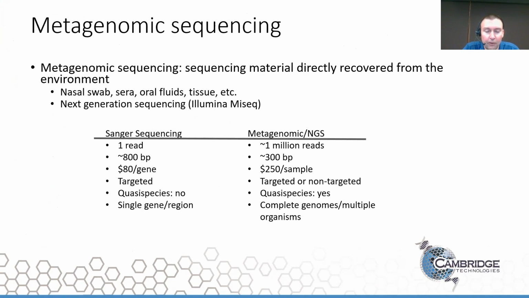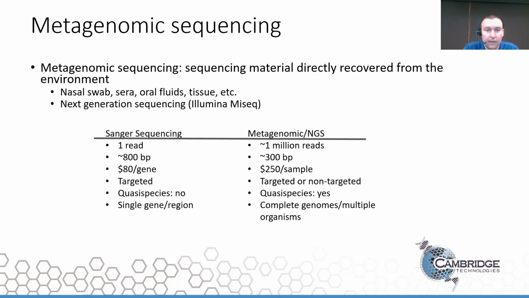So for the sake of this discussion, it's typically a nasal or fecal swab from a pig or cattle, or tissues. That sample contains genetic material from the animal as well as the environment, as well as pathogens. Technology nowadays enables us to analyze that all at once.